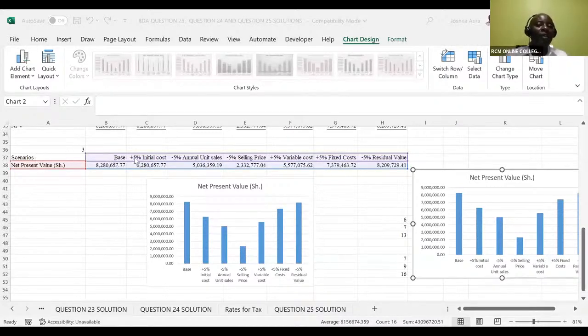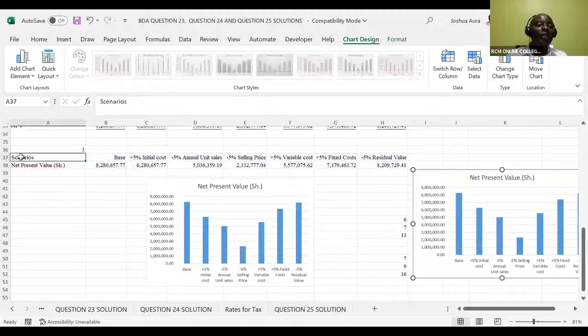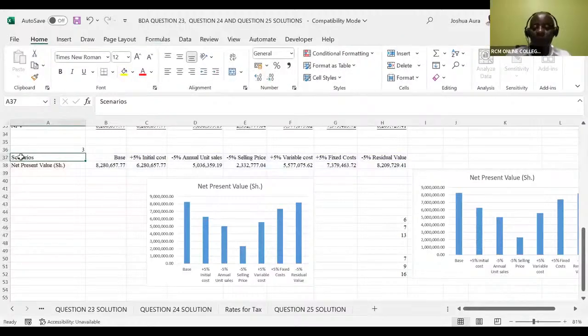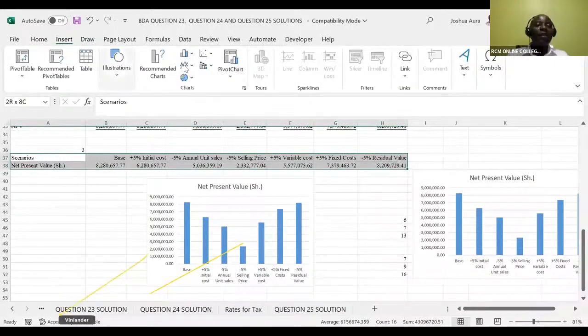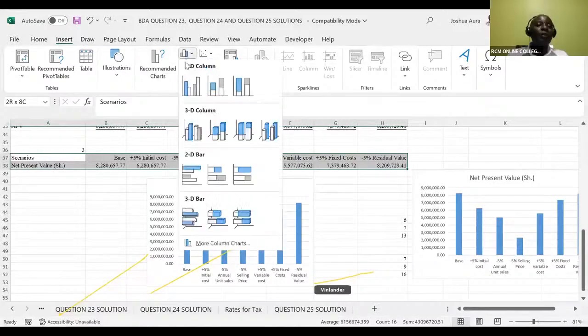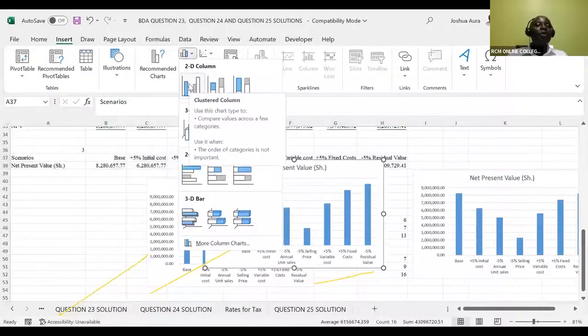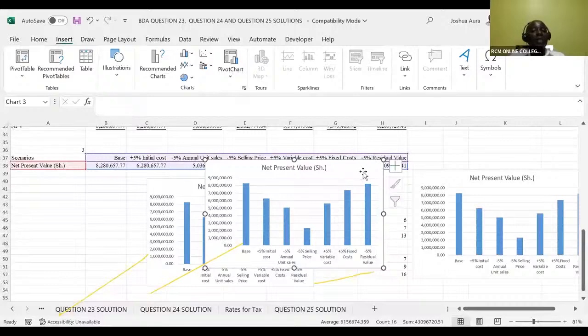So then what you're supposed to do is to copy these scenarios. You have them base, 5% initial like that. And then you simply come and highlight these two, Control Shift, right arrow, down arrow. You highlight those two. And then you come and say insert. You insert a graph, this graph. You pick any 2-dimensional.